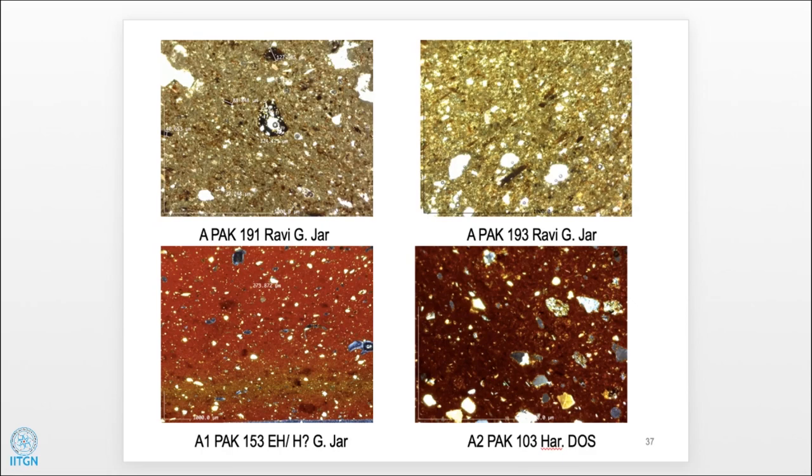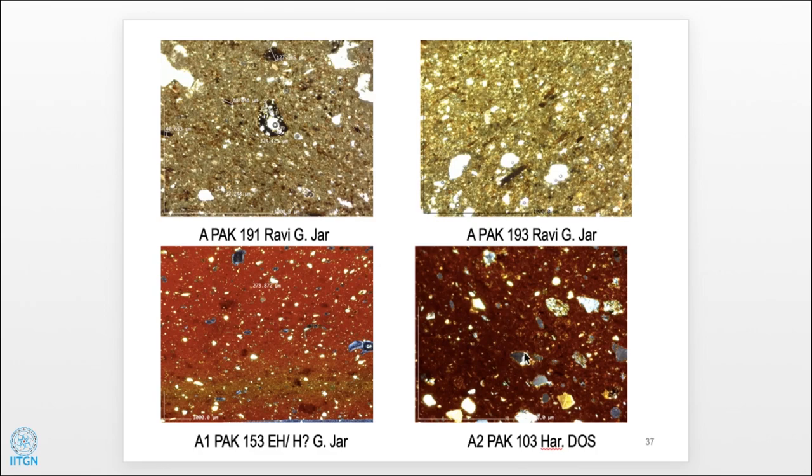And now this is the thin section. This is 1000 micron. It's a globular jar of Ravi phase. You can see these are all dark patches. They are opaque materials. We have not been able to identify what exactly is the mineral. It looks like some kind of slag or something of that sort. But then we have to do some chemical analysis for that. This is again a globular jar. You can see overall it is dominated by feldspar grains, and then it is early Harappan, or that is a Kot Diji type vessel, globular jar.